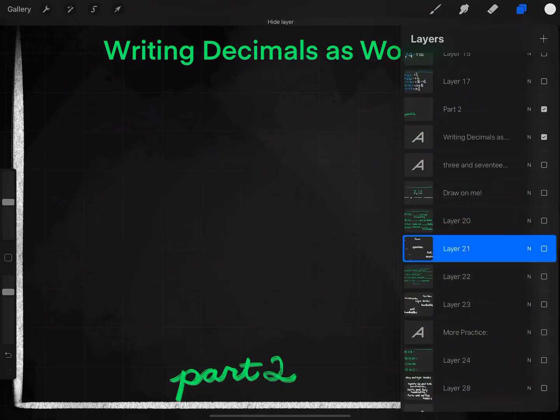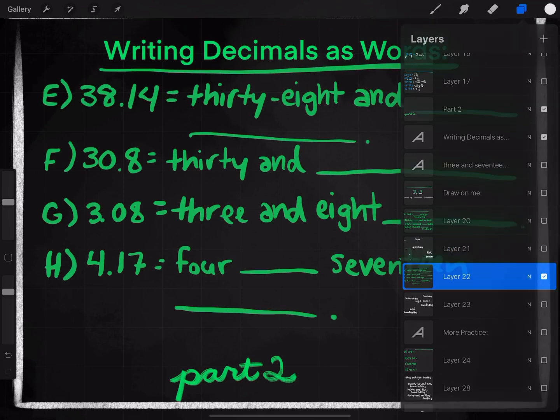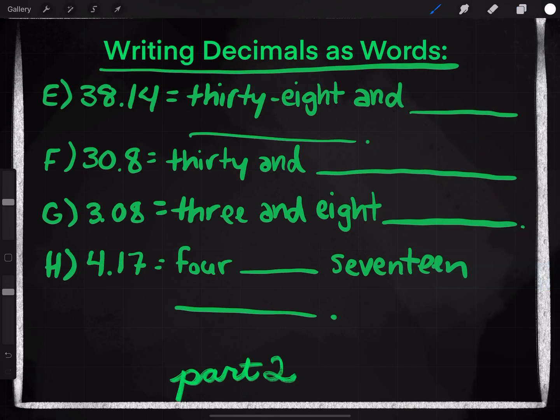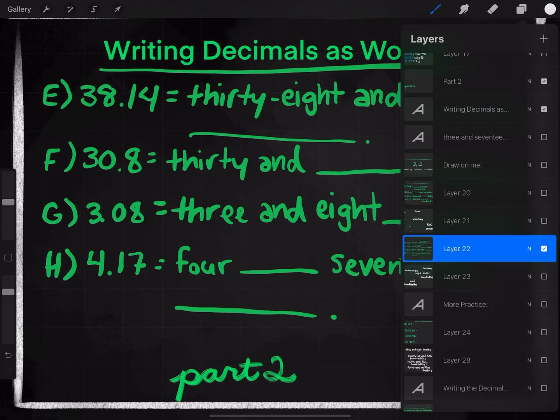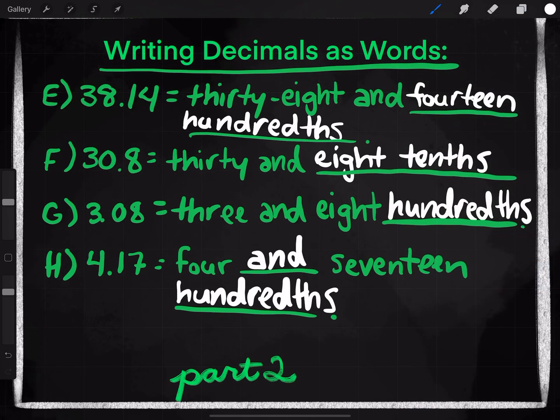Okay, now we have a little bit harder group. Go ahead and pause the video and try to fill in what goes in this blank. So we'd have 38 and 14 hundredths. 14 hundredths was the missing part. 30 and 8 tenths, that was the missing part. 3 and 8 hundredths, the word hundredths was missing. 4 and, you need to write and when there's a decimal point, 17 hundredths.